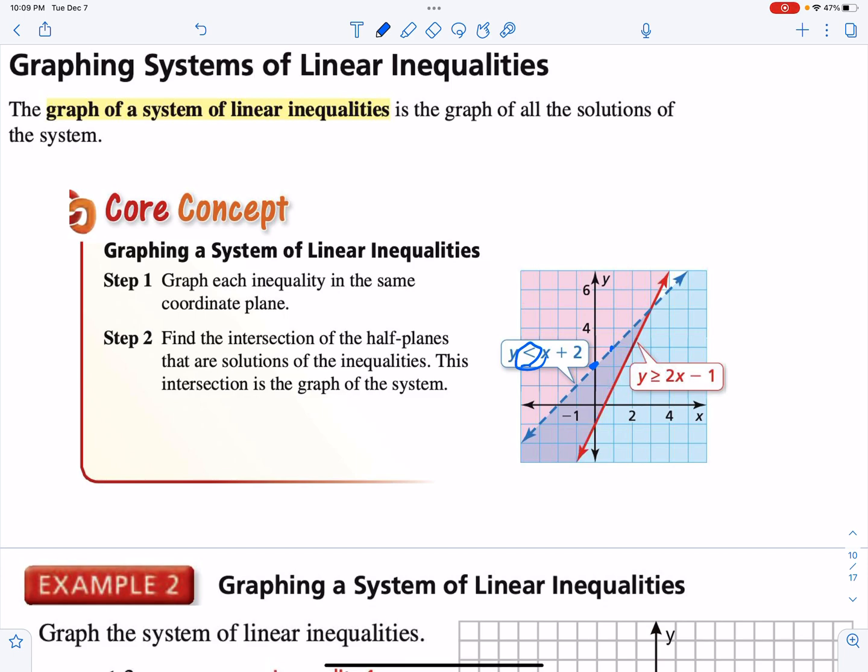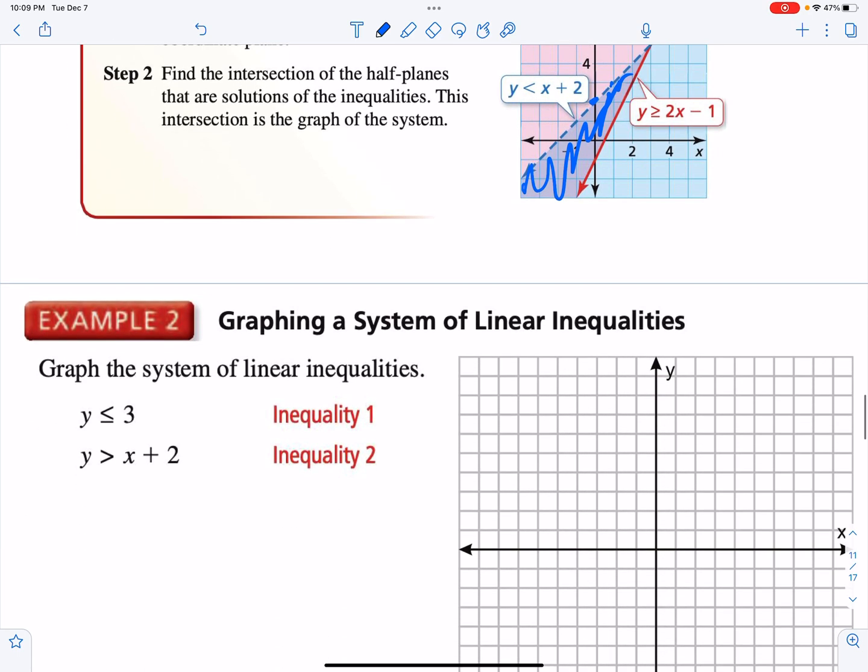Okay, so I'll clean that back up so we can see a little bit better. But you can see the intersection of where those two meet is in here. The points that are along the dotted line won't work for your system. However, the points that are along the solid line will. So it's kind of tricky that way.